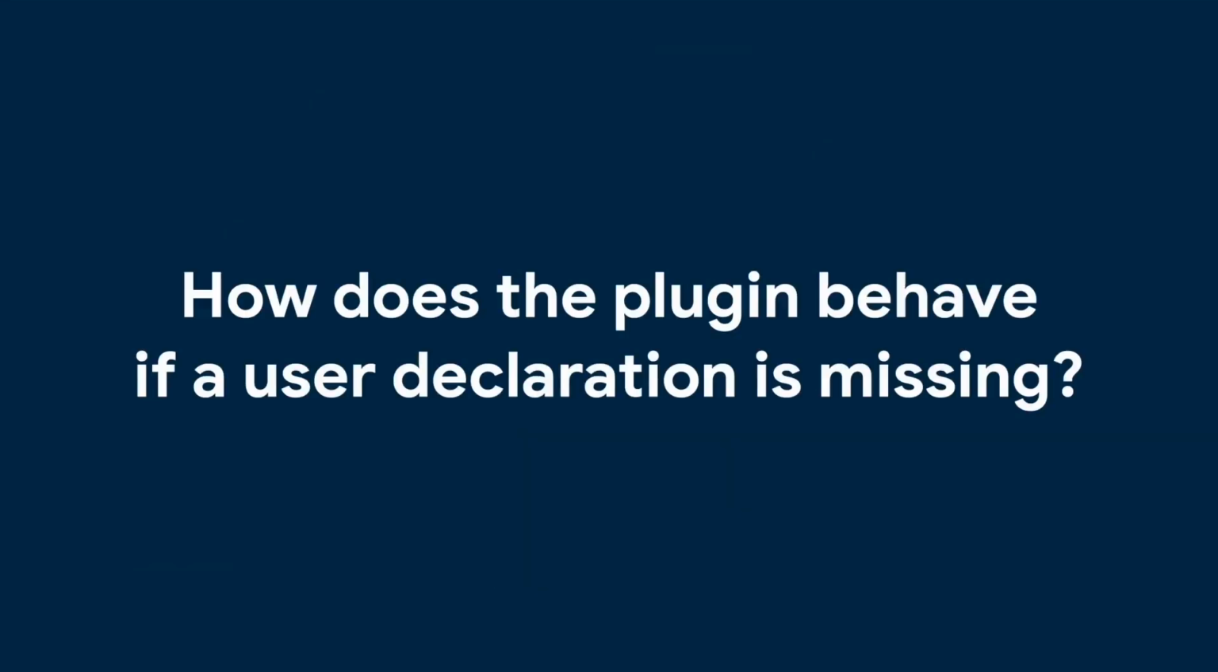How does the plugin behave if a user declaration is missing? In this case, the translation does not happen for the concerned symbol, which means we could get an ill-typed term and the tactic could fail. This is the main margin of improvement of Trakt.